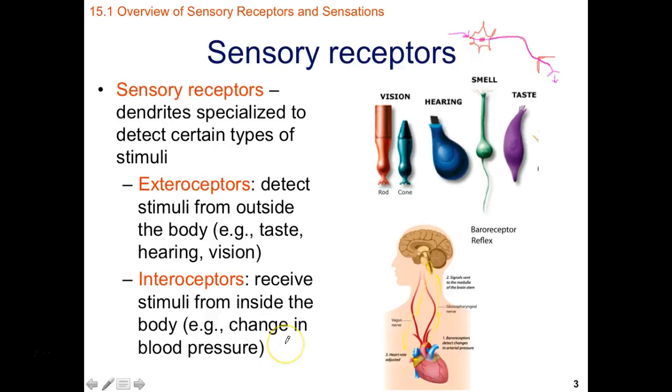Or for instance, we have receptors in the stomach that will give us the sense of maybe our stomach is stretching too much and we feel really full, or something is bothering us and our stomach is going to give us a sense of pain. Those are interoceptors.